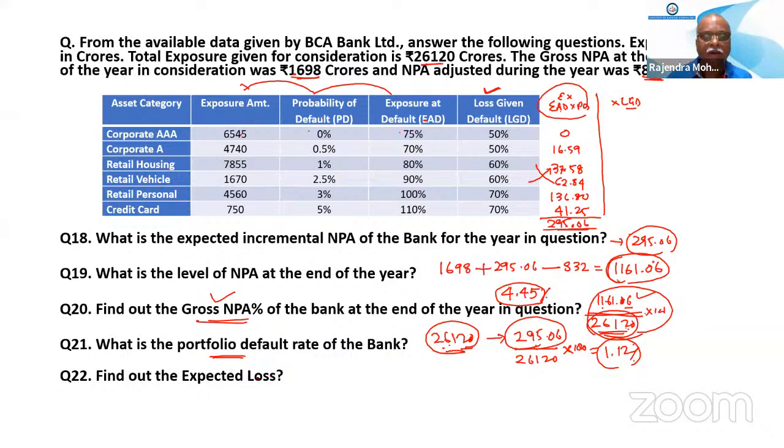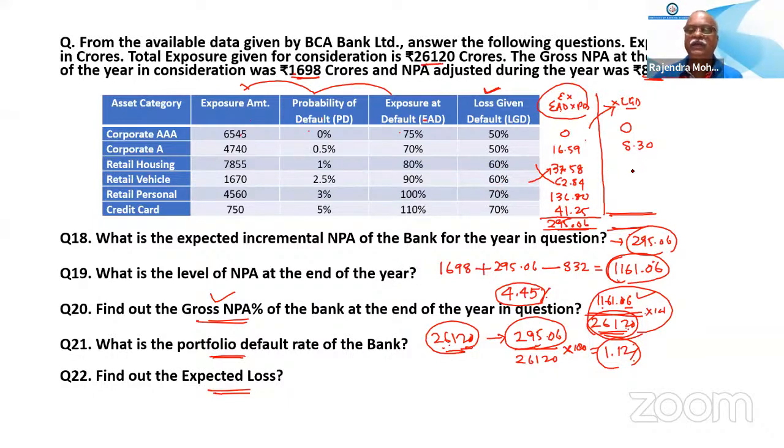Now find out the expected loss. Here, loss given default has to be used. All these figures are there. You have to multiply by LGD with each one and sum it. How much is coming, that is the expected loss. The first one will become 0. The second one will become 1659 into 50%, which is about 8.30. Next one, 6280, is 60%.